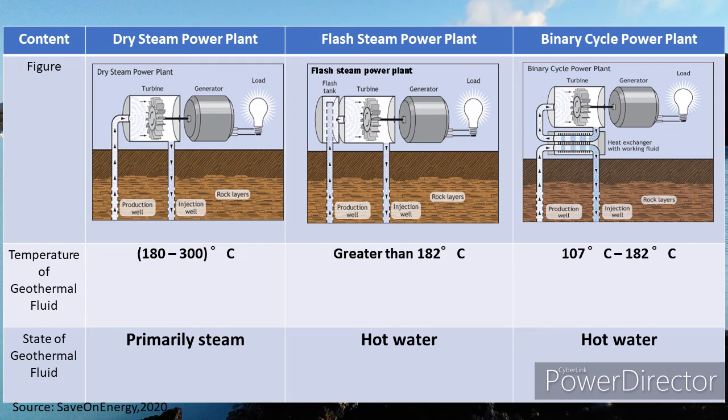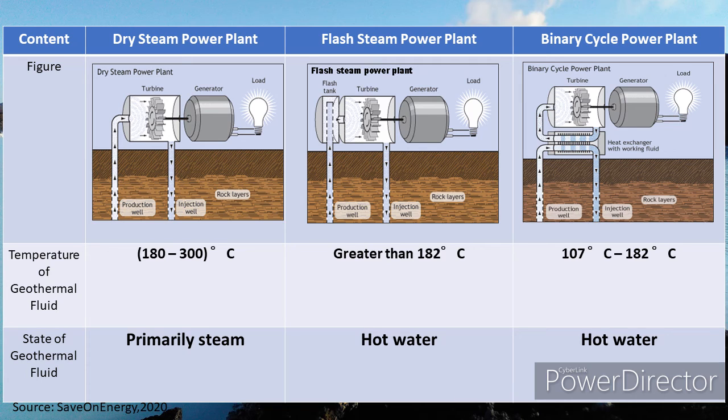In terms of structure, dry steam power plants have a production well, turbine, generator, and injection well. For the flash steam power plant, there is an addition of a flash tank which is located between the production well and turbine. While for the binary cycle power plant, there is the addition of a heat exchanger that contains a second liquid.